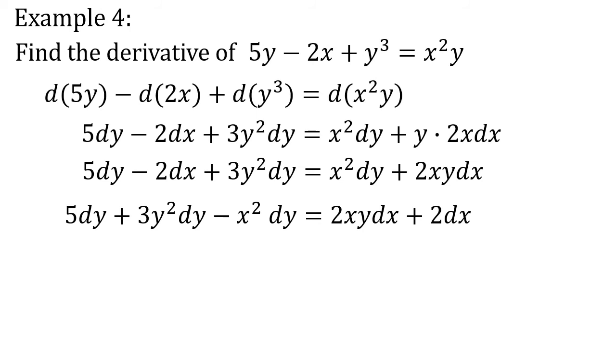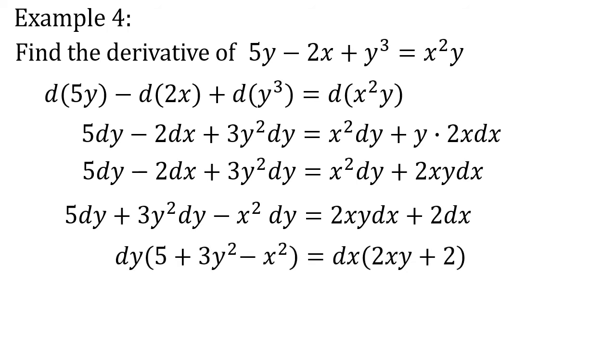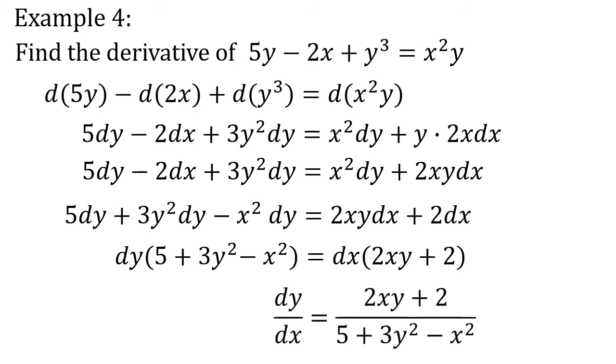And then factor out dy and dx. So it will become dy times 5 plus 3y squared minus x squared equals dx times 2xy plus 2. So this will become dy over dx equals 2xy plus 2 all over 5 plus 3y squared minus x squared. So this could be our final answer.